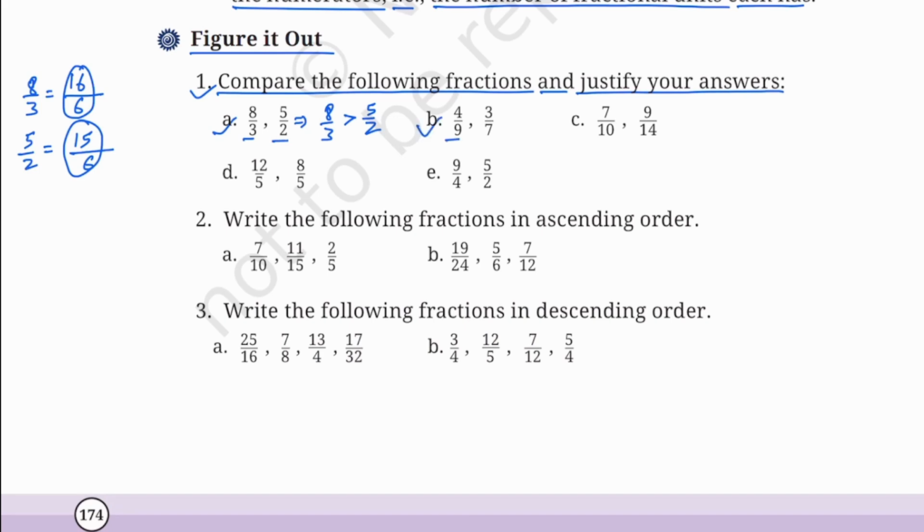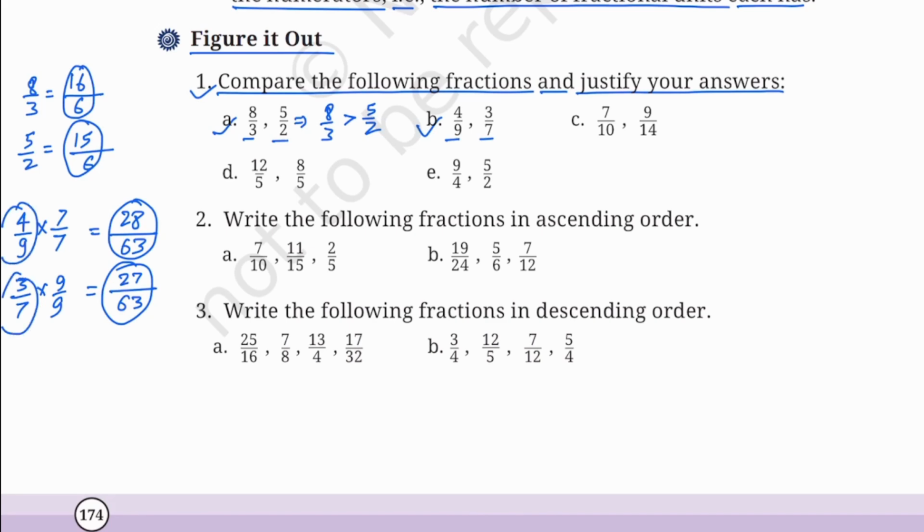B. 4 upon 9, 3 upon 7. Common multiple of 7 and 9, that is denominator, 63. So multiply the first one by 7 upon 7 and the second one by 9 upon 9. You can see 28 upon 63 is greater than 27 upon 63. So you can say 4 upon 9 is greater than 3 upon 7.